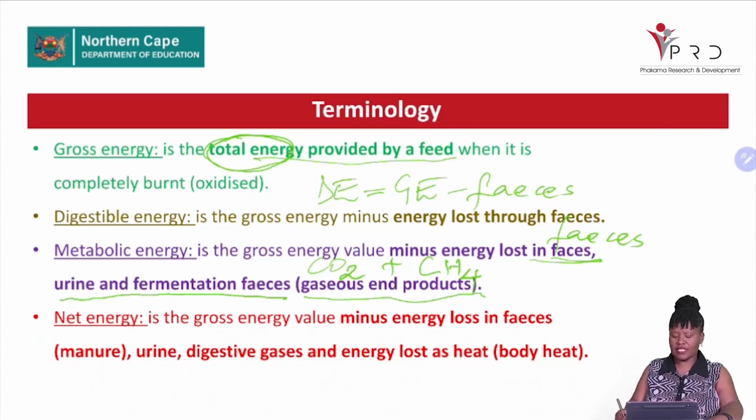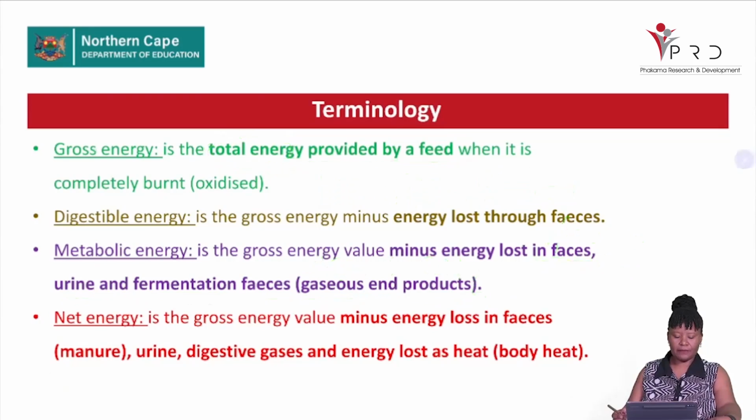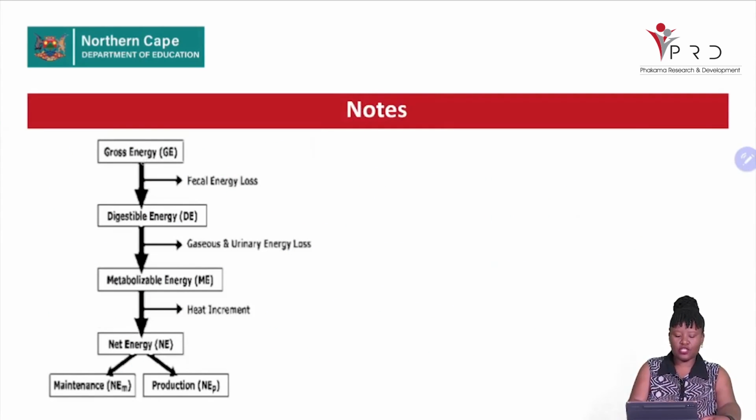Net energy is the gross energy minus energy lost in feces, manure, urine, gases, and also energy lost through heat. In order to have gross energy, you lose feces first. This is the first way in which energy is lost. It is lost in the form of feces from the gross energy in order to get digestible energy.